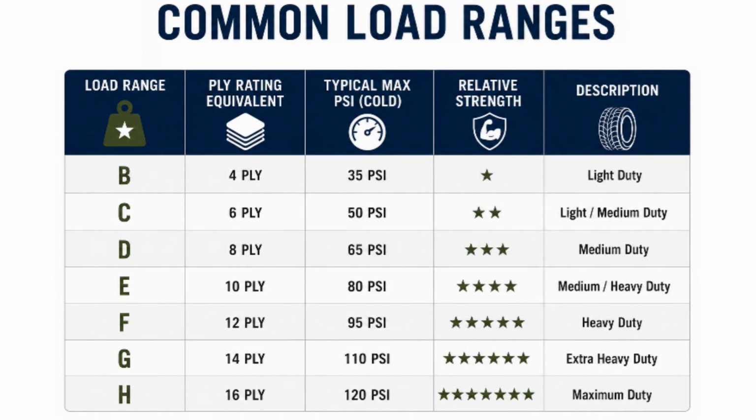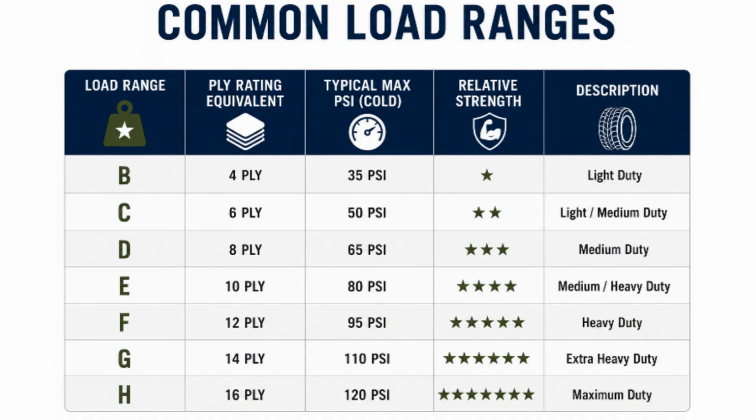This image compares the most common tyre load ranges from B through H and shows how they relate to tyre strength, ply rating equivalent, and maximum inflation pressure. Load range B represents lighter duty construction with a 4-ply equivalent and a typical maximum cold pressure of around 35 psi. As we move upward through C, D, and E, the tyre becomes progressively stronger and is designed to operate at higher pressures.